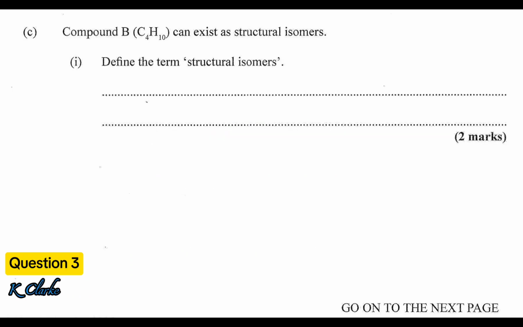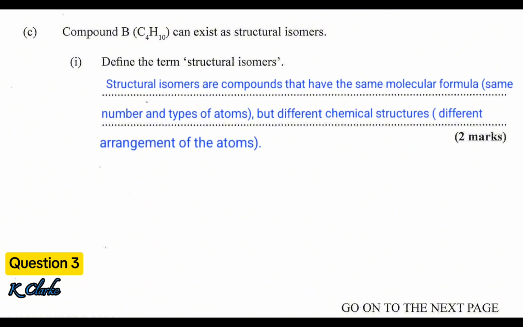C. Compound B, C4H10, can exist as structural isomers. Part 1. Define the term structural isomers. Structural isomers are compounds that have the same molecular formula, same number and types of atoms, but different chemical structures, which is a different arrangement of the atoms.